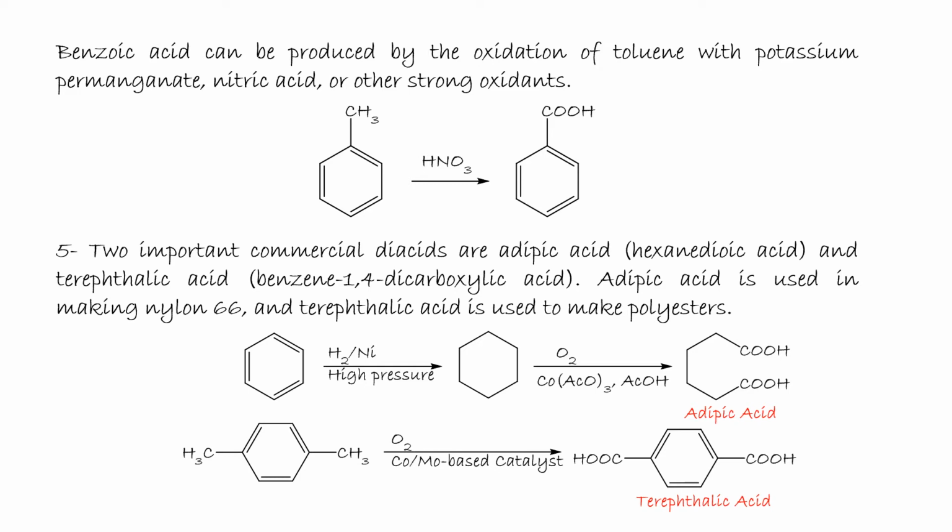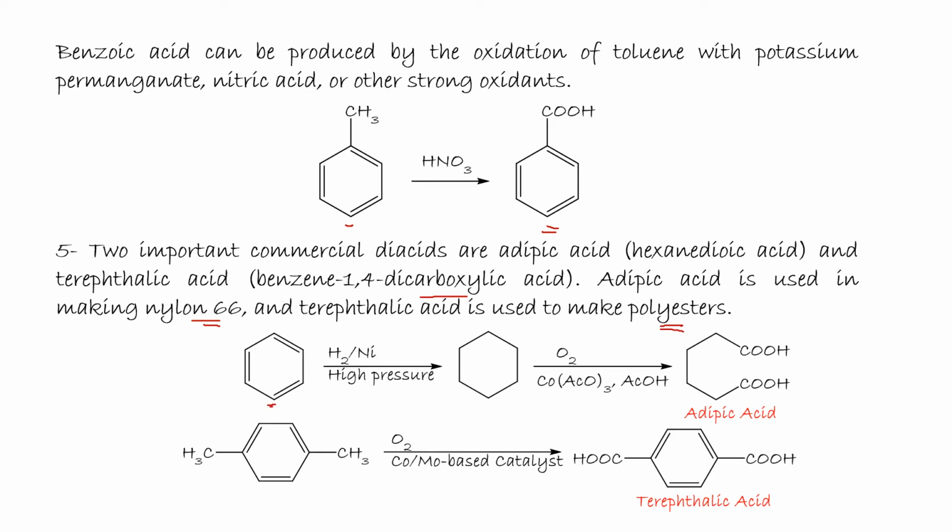Benzoic acid can be produced by the oxidation of toluene with potassium permanganate, nitric acid, or other strong oxidant. Toluene, nitric acid, benzoic acid as a product. Two important commercial diacids are adipic acid, hexanedioic acid, and terephthalic acid, benzene-1,4-dicarboxylic acid. Adipic acid is used in making nylon 66, and terephthalic acid is used to make polyester.